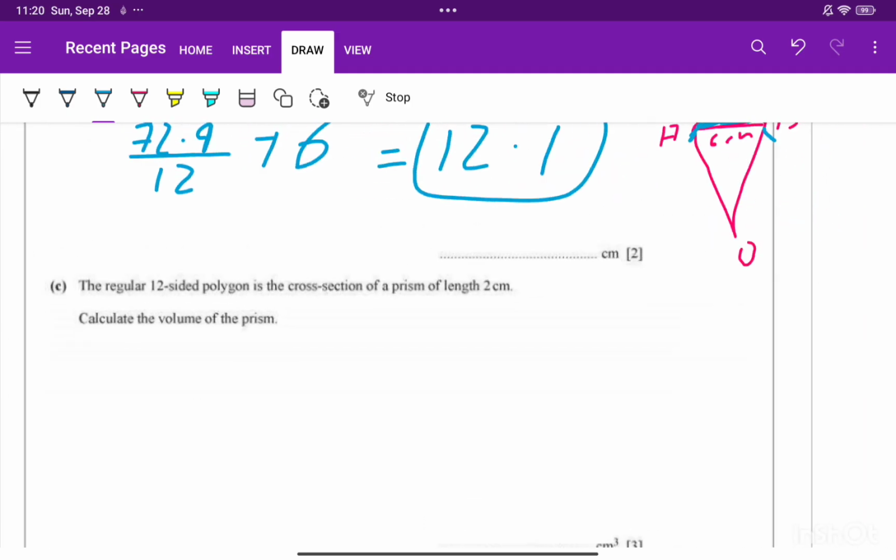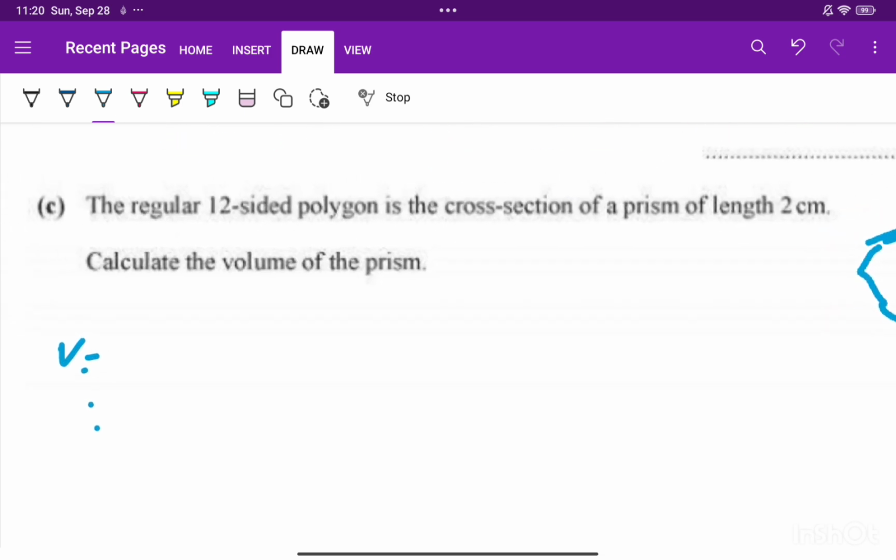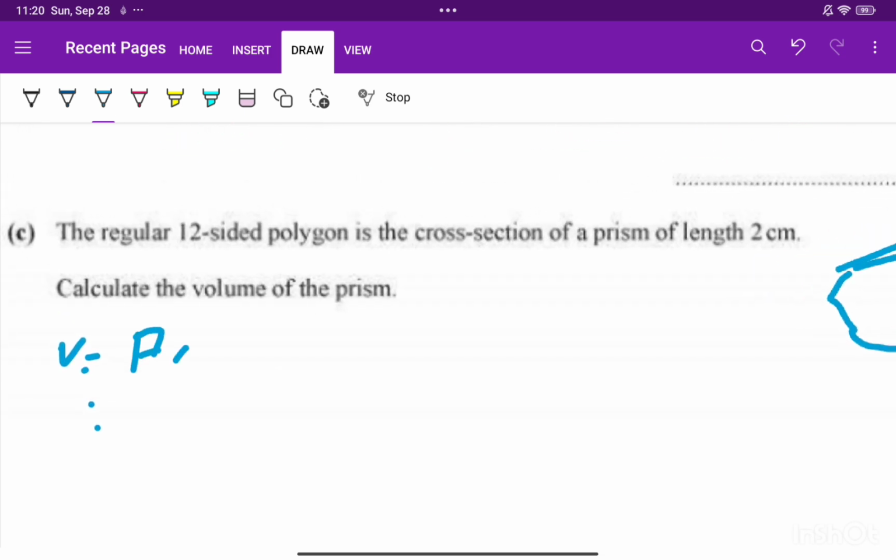The regular 12-sided polygon is the cross section of a prism of length 2 cm. Calculate the volume of the prism. Okay, so the question is saying the 12-sided polygon, for example, this is a 12-sided polygon, and this is the prism, and the length over here is 6. So the volume of the prism formula is the area of cross section multiplied by length.